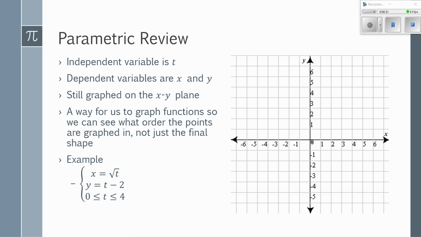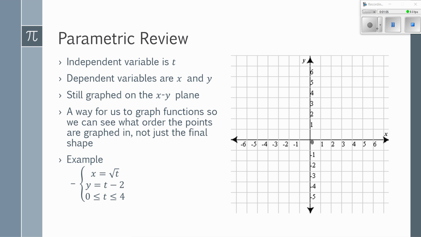What tends to make this a bit confusing is not that x and y both depend on t, but that when we graph these, they're being graphed on the xy plane. There is no t axis, so there's no obvious place to see, hey, what's my t variable equal to at any specific point? The reason that we like to do this is much like with polar functions, it's not just the final shape of the graph we care about, it's the order that the points are being graphed. So how is the shape being graphed, not just what's the final shape.